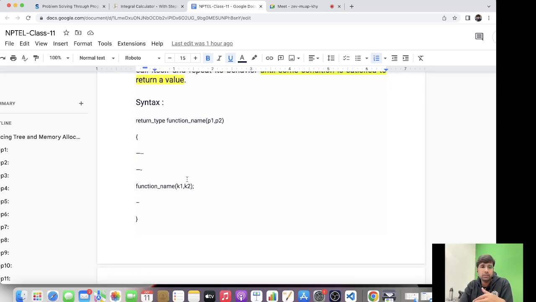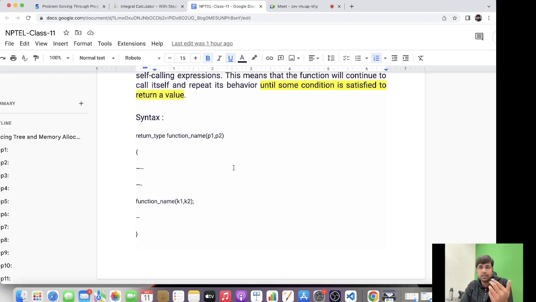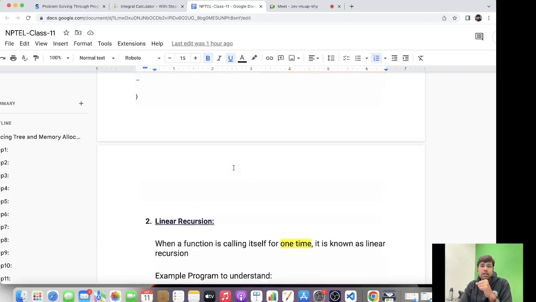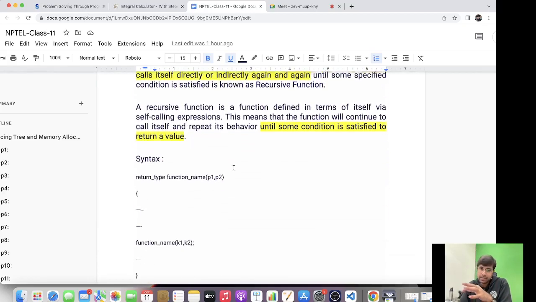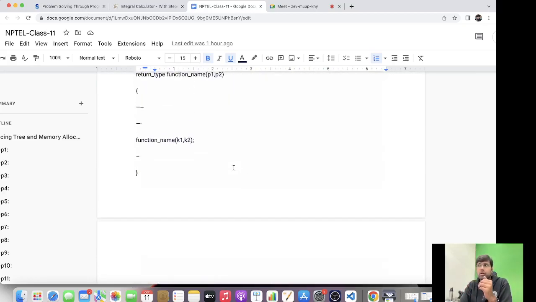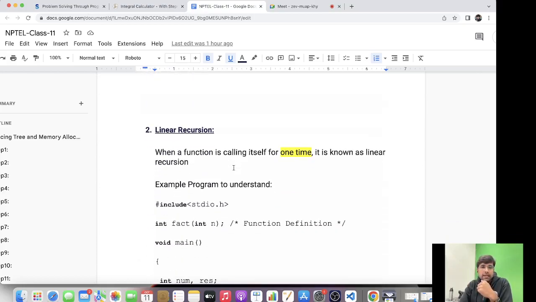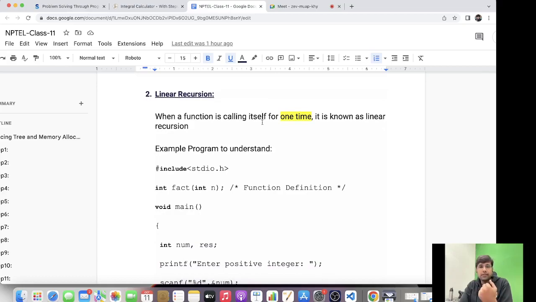So you know that recursion is calling a function by itself. Here you can see that the function will be there, and inside the definition we will be calling that function again. That is the fundamental idea behind recursion. And there are broadly 2 kinds of recursion. One is called linear recursion and another one is called tree recursion. The idea behind linear recursion is when the function is called by itself one time, that is called linear recursion.